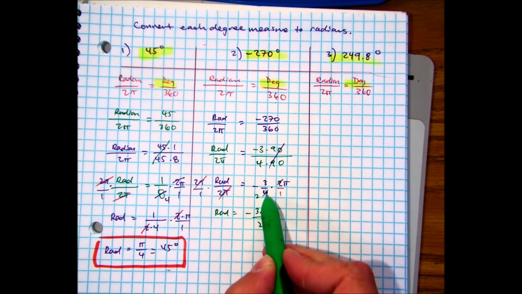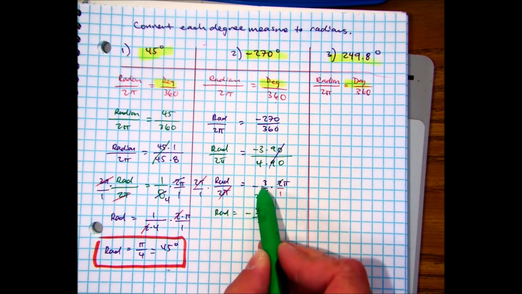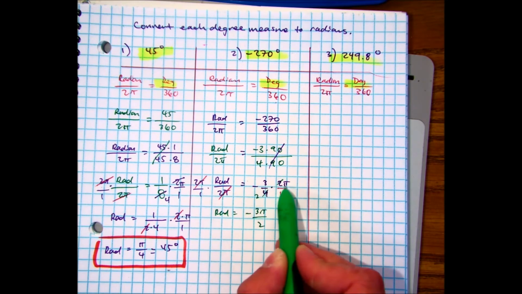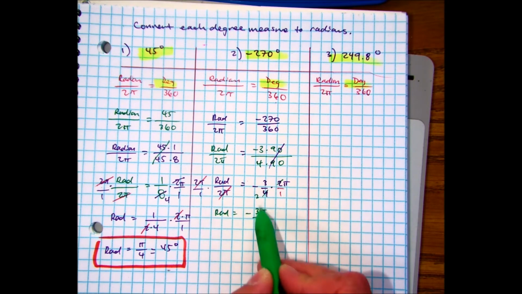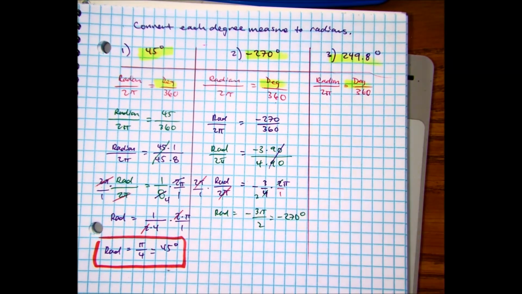Again, here 4 is 2 times 2. My set of 2's will cancel. You're left with 1 2 left there. And everything in the numerator is just 3 pi. And it's negative. And the denominator is just 2. So that is equal to negative 270 degrees.